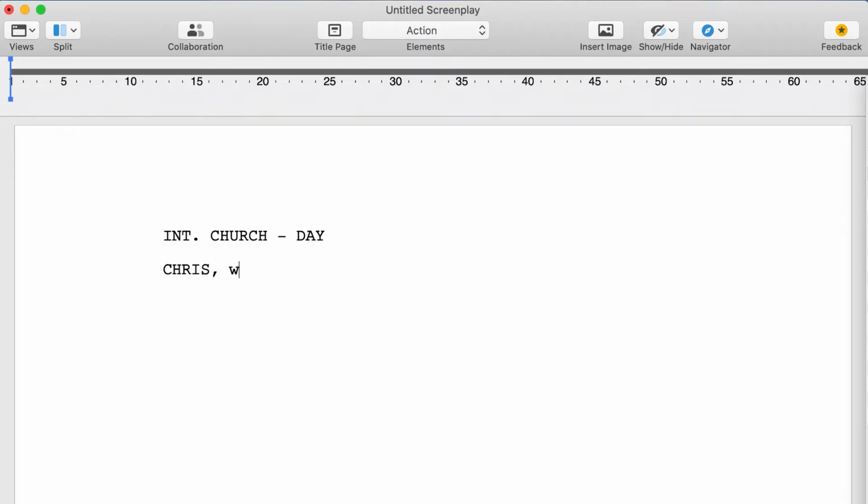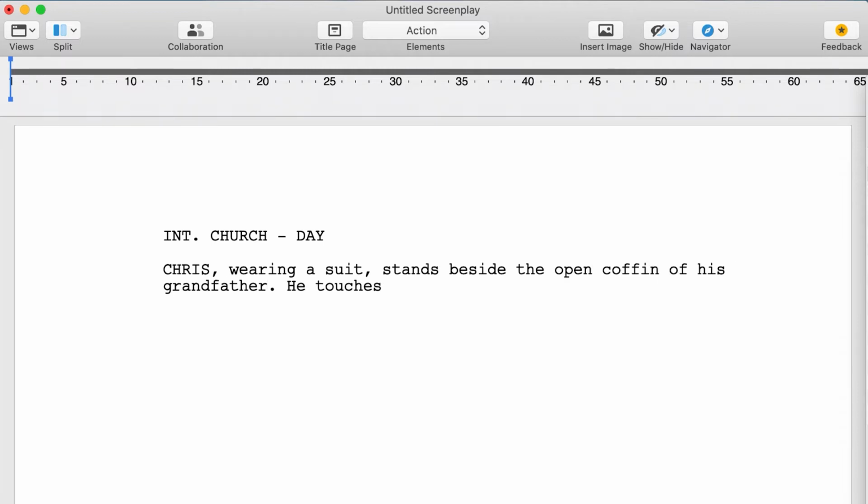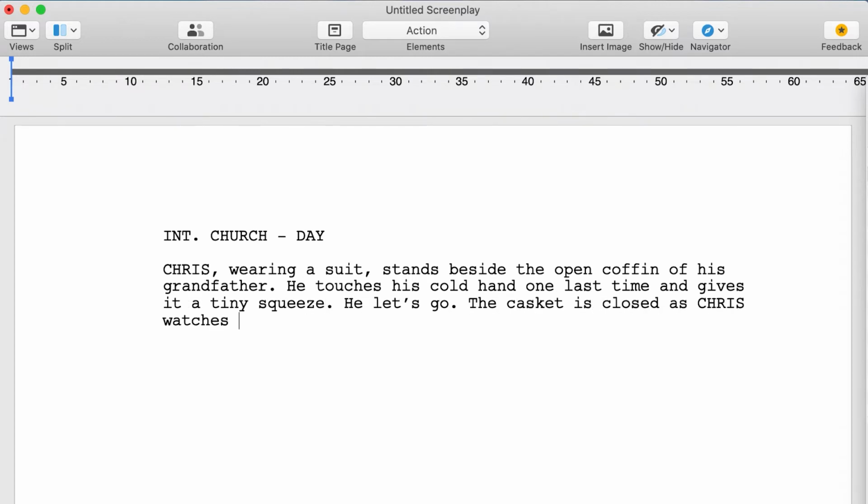Interior church, day. Chris, wearing a suit, stands beside the open coffin of his grandfather. He touches his cold hand one last time and gives it a tiny squeeze. He lets go. The casket is closed as Chris watches the funeral staff lift the coffin.